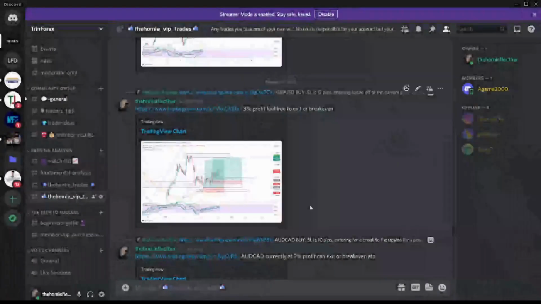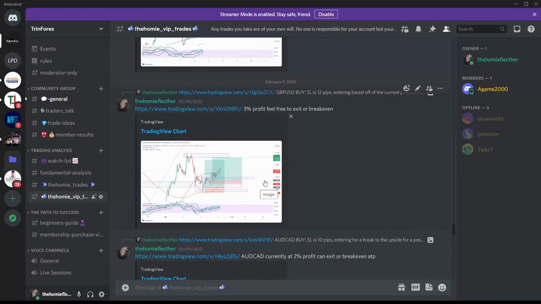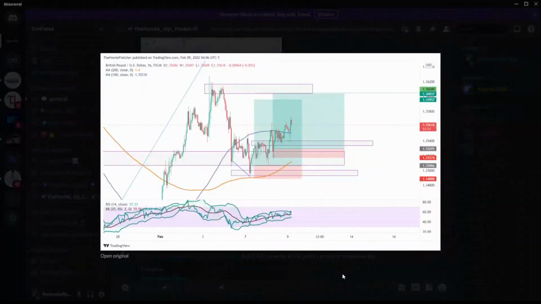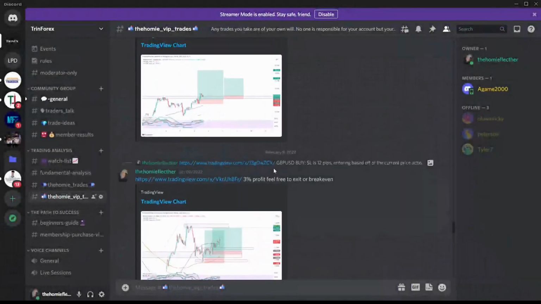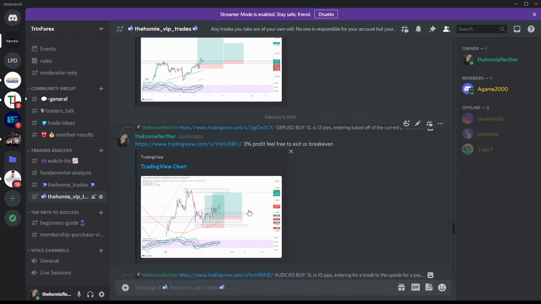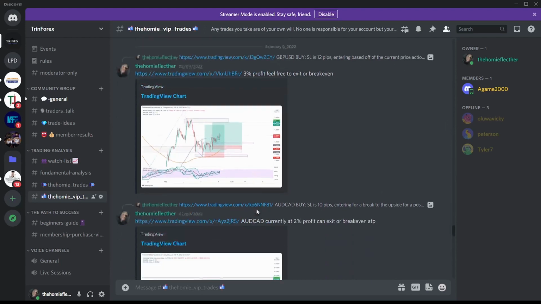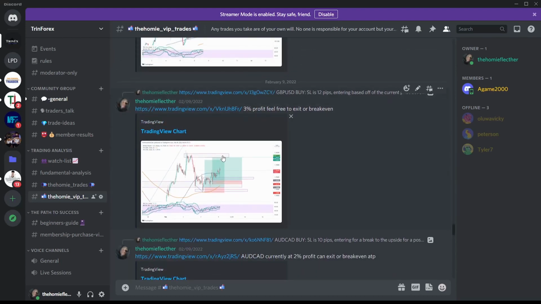So anybody that was in the trade didn't get an actual loss and was able to protect their overall capital as well. And as you see, those were the trades that we took, and so far, profitable trades. The only loss that we did incur in the VIP was that 1% loss on NZD/CAD, which I honestly shouldn't have entered.